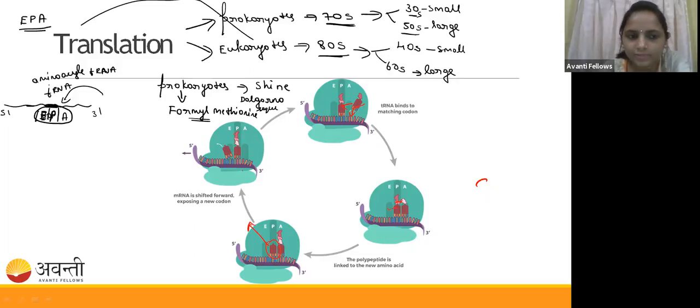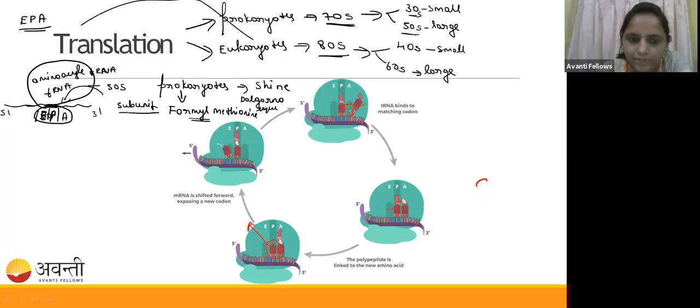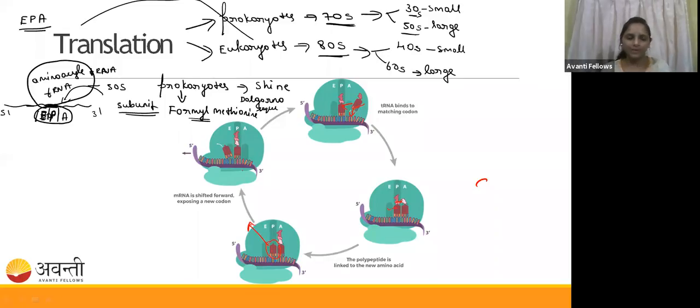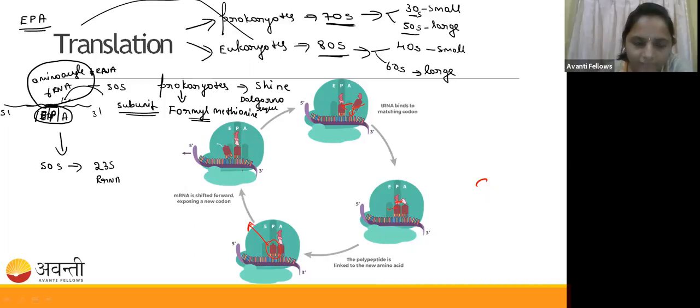Now a tRNA is bound to the P site. What will happen, guys? Now the 50S subunit, or the 60S subunit in eukaryotes, is going to bind to this. When it is bound by the 50S subunit, we know that this 50S subunit has the 23S rRNA. Here it acts as the peptidyl transferase enzyme.